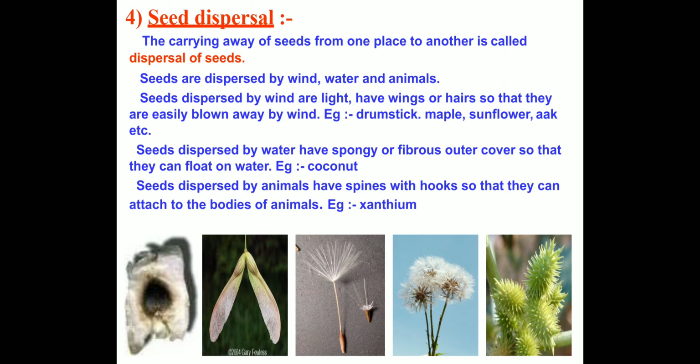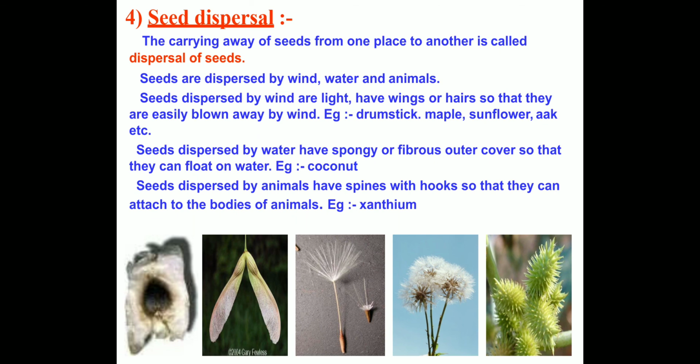Now the seeds dispersed by water have spongy or fibrous outer cover so that they can float on water. For example, coconut. Seeds dispersed by animals have spines with hooks so that they can get attached to the bodies of the animals. For example, xanthium. Xanthium is the last figure of this slide. So children, this is how seed dispersal takes place in flowers.